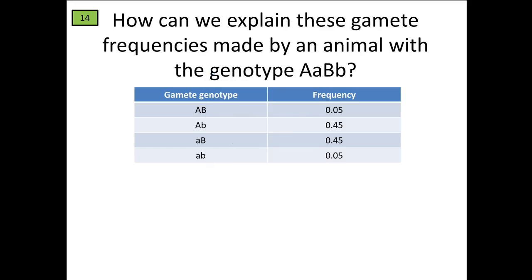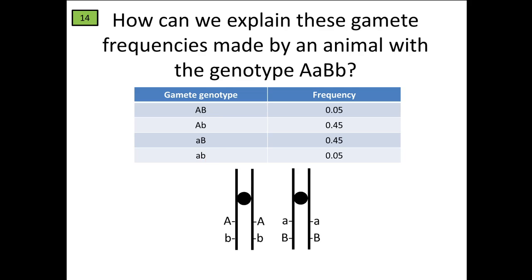How can we explain these gamete frequencies made by an animal? Right, so now look what's happened. Now these middle two are the common ones, and the top and bottom one are the rare ones. So how can that happen? You can get fixed in your head that no, that can't happen. Well, that can be explained by this, that maybe in the homologous pairs, on the maternal homologous pair, there's a big A, and it just happens to have the recessive b.